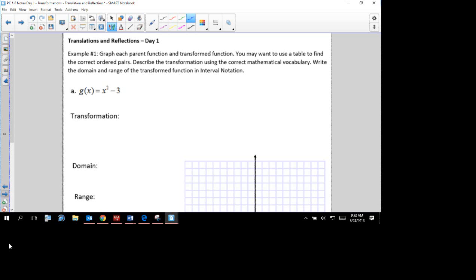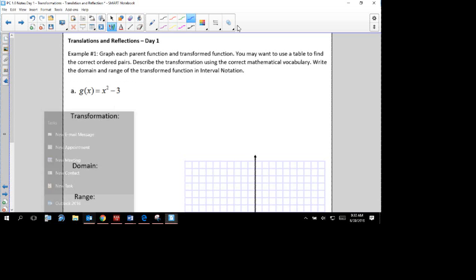So the first example, g of x equals x squared minus 3. I'm going to go over this one like it's a super hard one. It's not. So I'm going to go over it like it is so that when we get to the hard ones, you've seen all the steps. All right? It's notes. Always do more in notes than we actually do on our assignment.